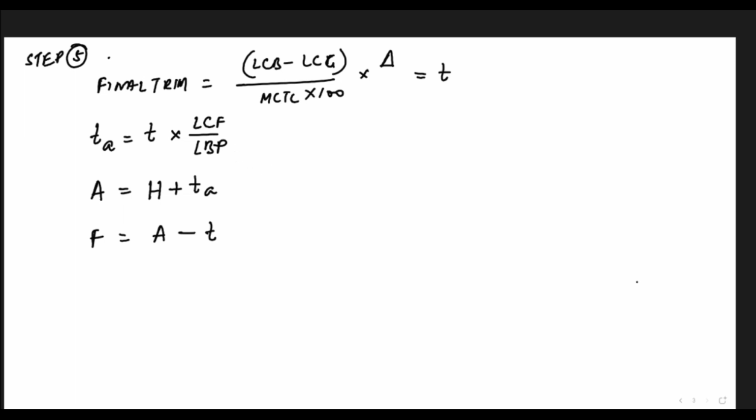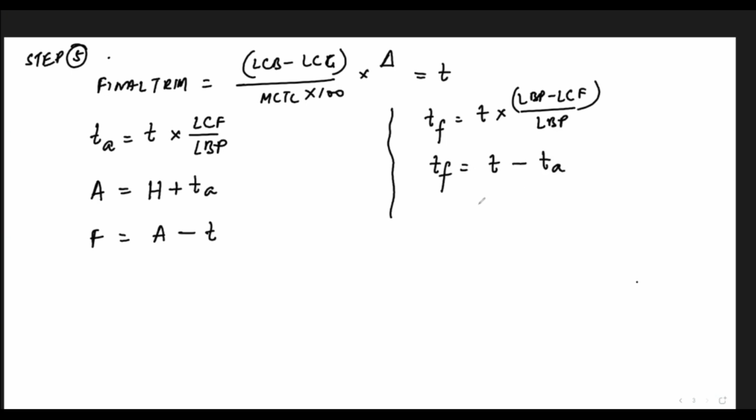So yeah, there are other ways and means of doing it. You can also calculate TF is equal to T into LBP minus LCF. Like this. You can also calculate TF is equal to T minus TA, right? And forward draft you can calculate as H plus या minus होगा? Minus. Yeah, minus F minus T.